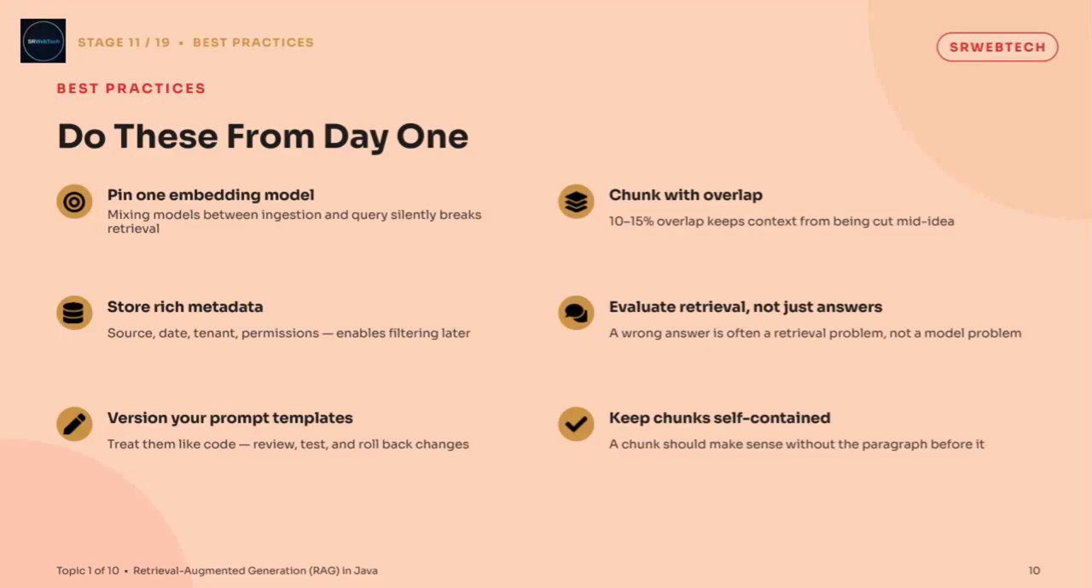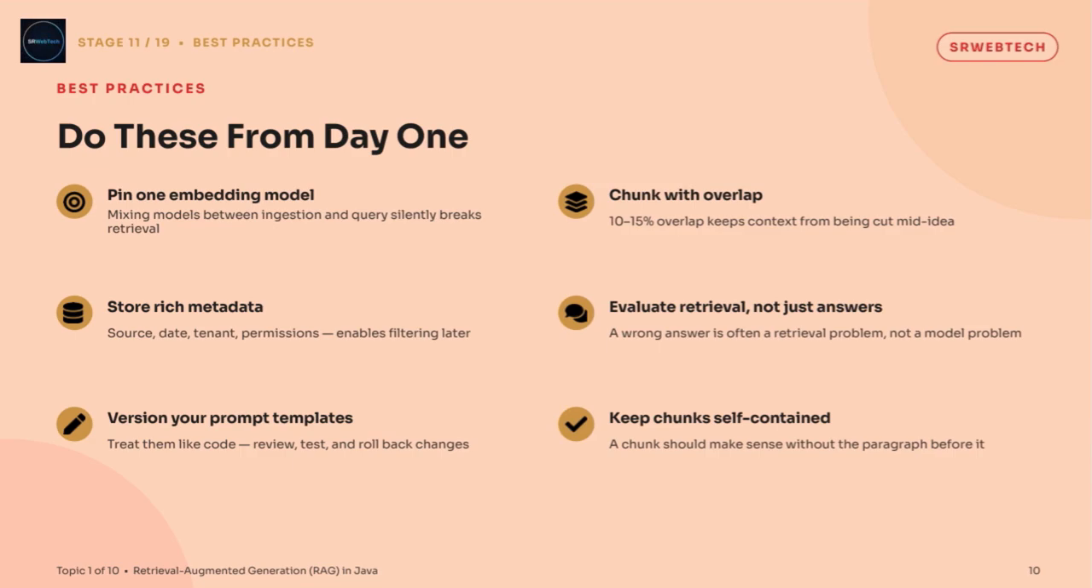When working with Retrieval-Augmented Generation in Java, it's crucial to keep your chunks self-contained. Each one should make sense on its own, without relying on the previous paragraph. Think of chunks like code. Review them carefully, test thoroughly, and be ready to roll back if needed.